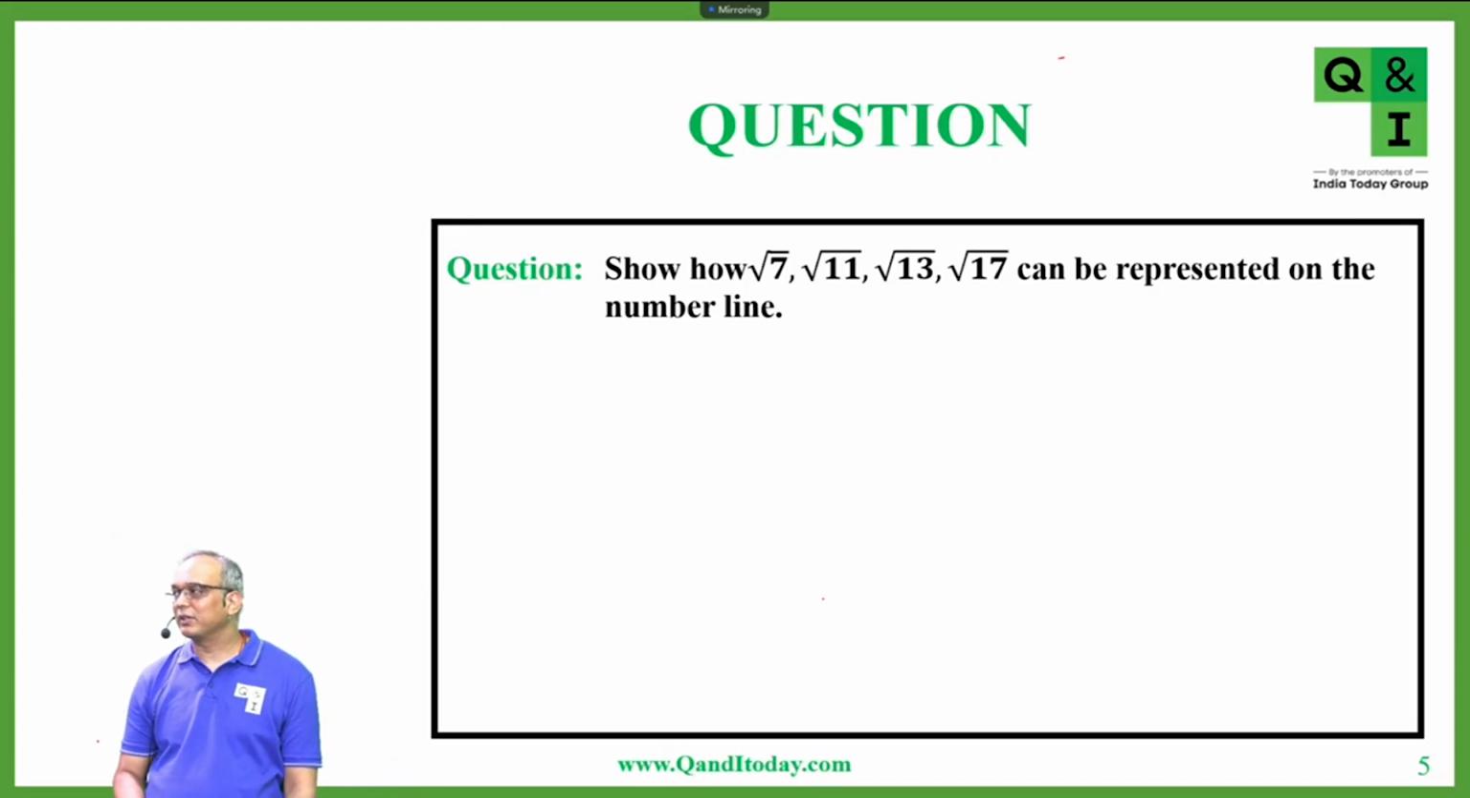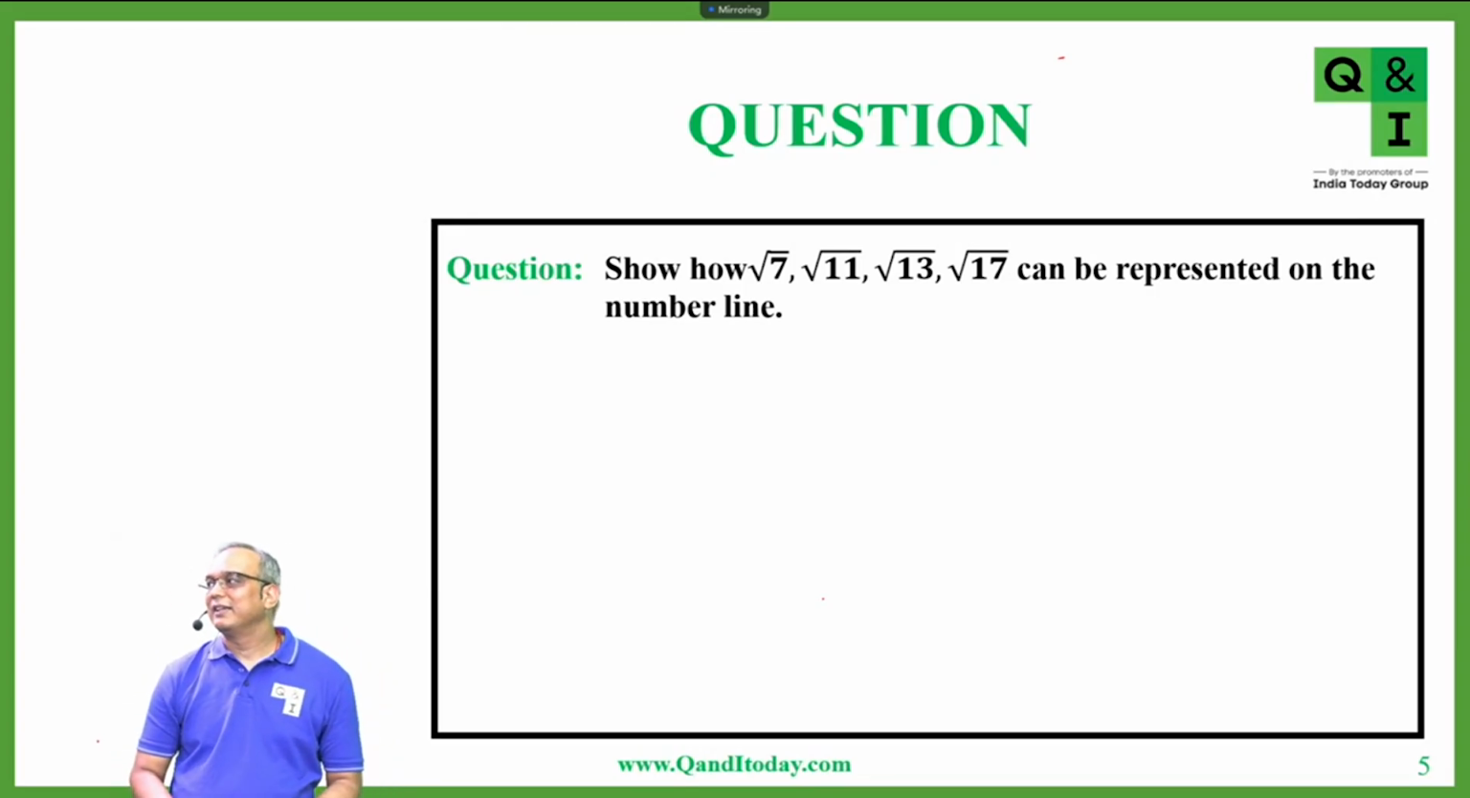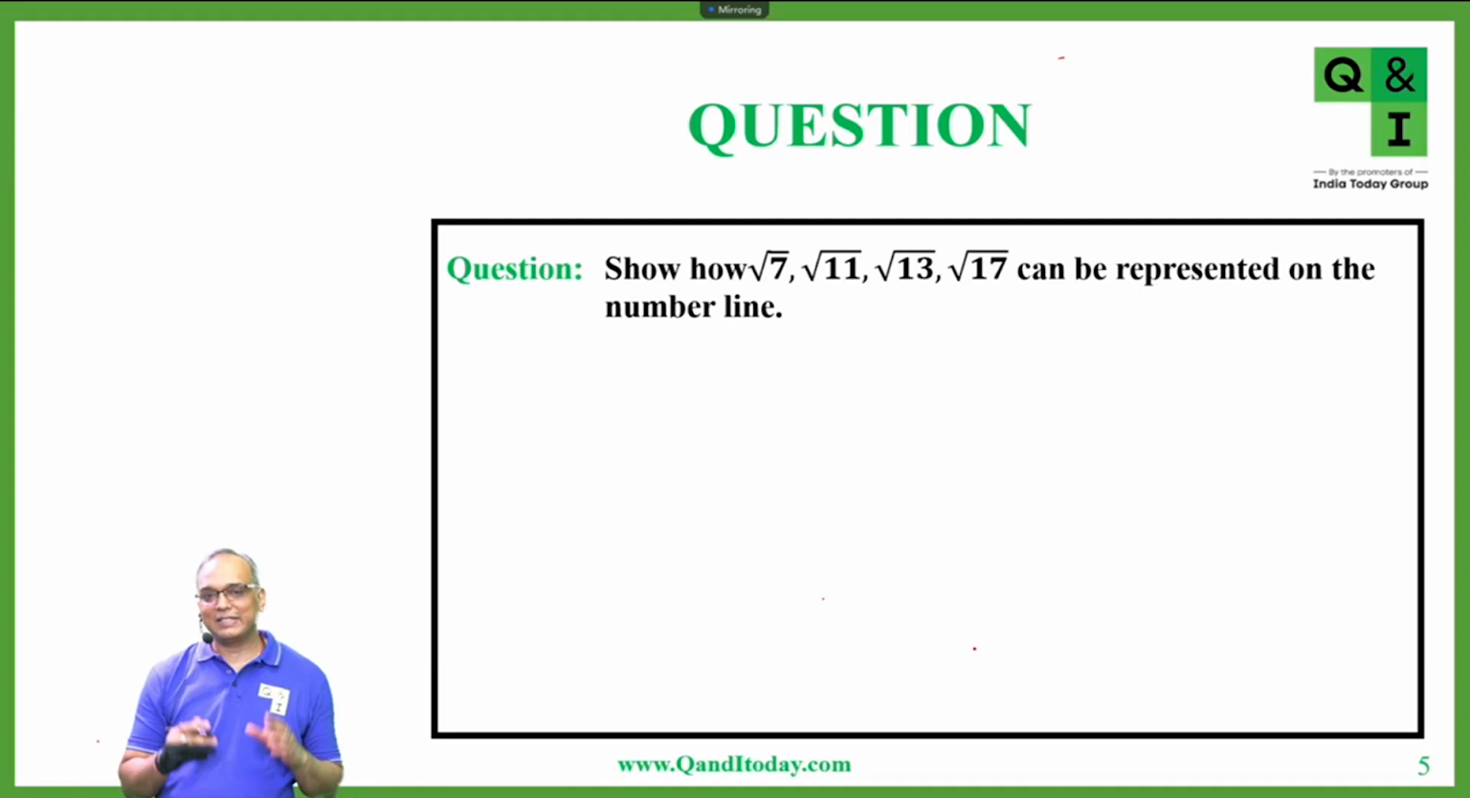Sir, 9 plus 4, 3 square plus 2 square. Yes, very good. 3 square plus 2 square, that is 9 plus 4, which gives you 13. So it is very easy.